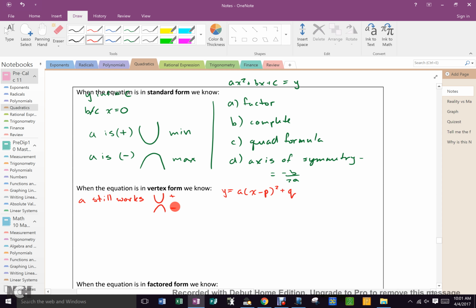What else do we know? Right, we know the vertex. Vertex is PQ. But what do we have to remember? Opposite sign. Opposite sign P. Do we know anything else here? Something else about A that we actually forgot in the first one. Pardon? Yeah. A is, I like to call it, our stretch factor.